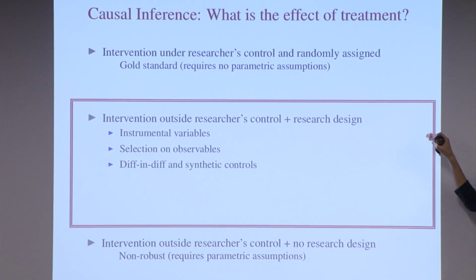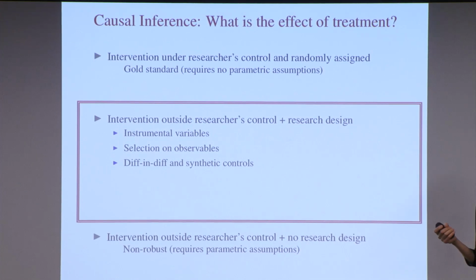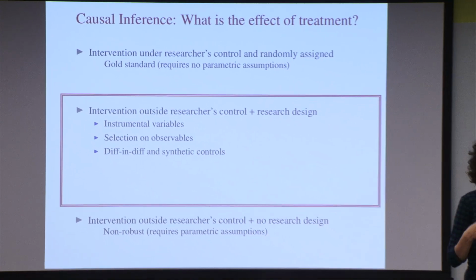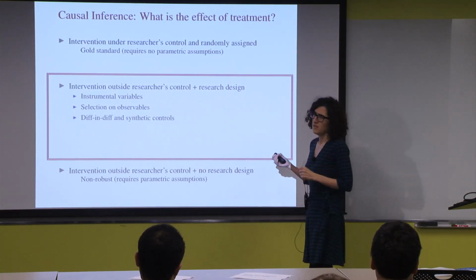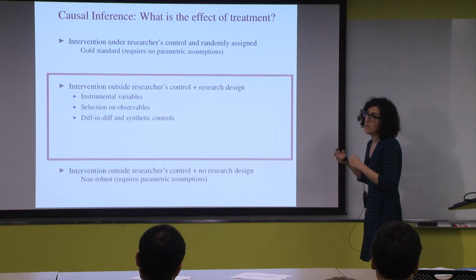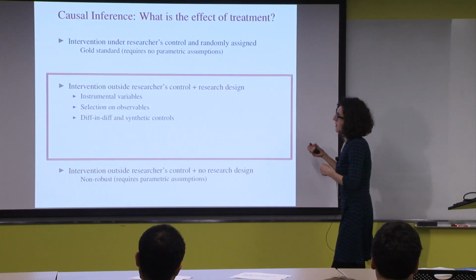And in the middle is where almost my entire research agenda lies, which is a kind of second best situation. So it's a situation where the researcher is not in control of the treatment assignment, but the researcher has a research design. And by this, I mean the researcher has some kind of external justification for the assumptions that he or she is going to impose. And these kinds of assumptions are restrictions that we have to put on the data generating process that will allow us to identify a treatment effect.